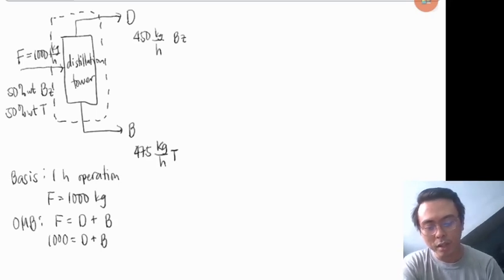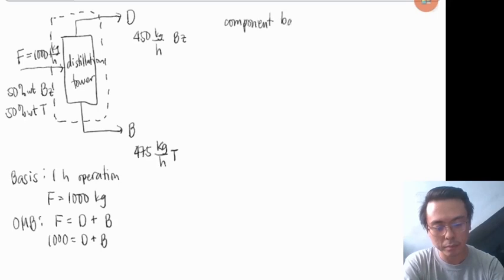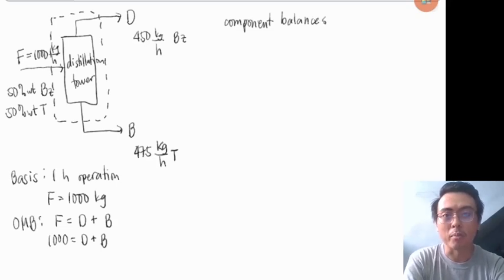Next, since we have two unknowns, remember your unknowns are the distillate and the bottoms, we need two equations to solve for two unknowns. So what other equation could you think that we can use here? Of course, we will be using the component balances. For the component balances, we can consider two components, your benzene and your toluene. The problem is, unlike the previous problem, we don't have a tie component here. Remember, the tie component enters in one stream and also exits in exactly one stream.